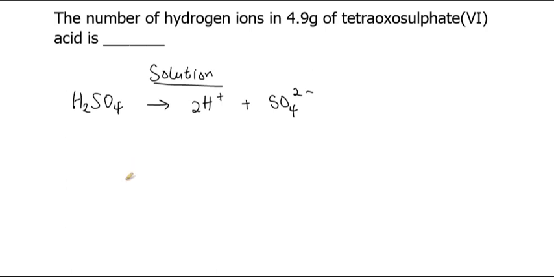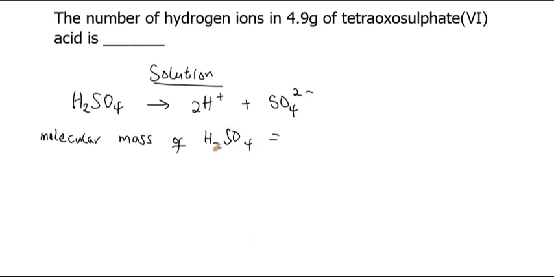So after writing the balanced ionic equation, the next thing to do now is to calculate the number of moles of hydrogen ions present in the acid. We'll be calculating the molecular mass of H2SO4 first. So to do that, we'll be summing up the atomic mass of each of the elements present in the compound.